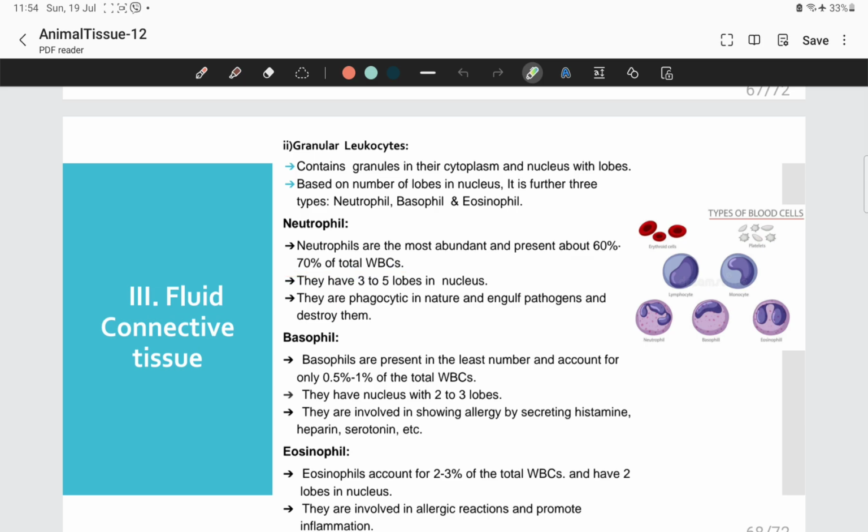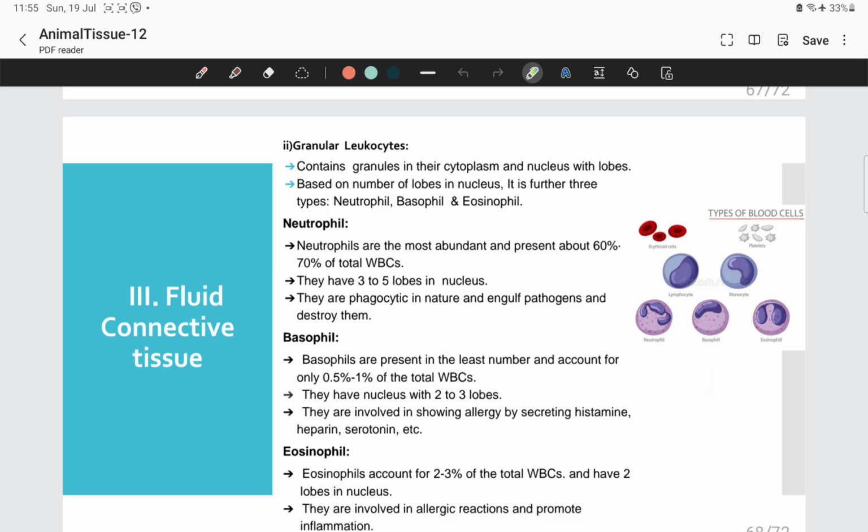So please remember, it can be asked in MCQ: which WBC is found the most abundant? Then your answer is neutrophil. When you look at the nucleus, it has got 3 to 5 lobes. So the nucleus has lobes coming outside, and the number could be 3 to 5. It is phagocytic in nature, meaning it can engulf foreign particles. So it helps to engulf the pathogens and destroy them. It is helping to kill the microorganisms that are present in the body.